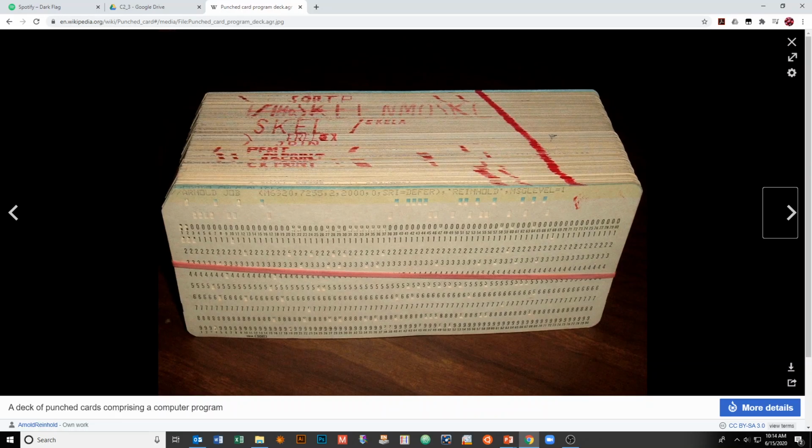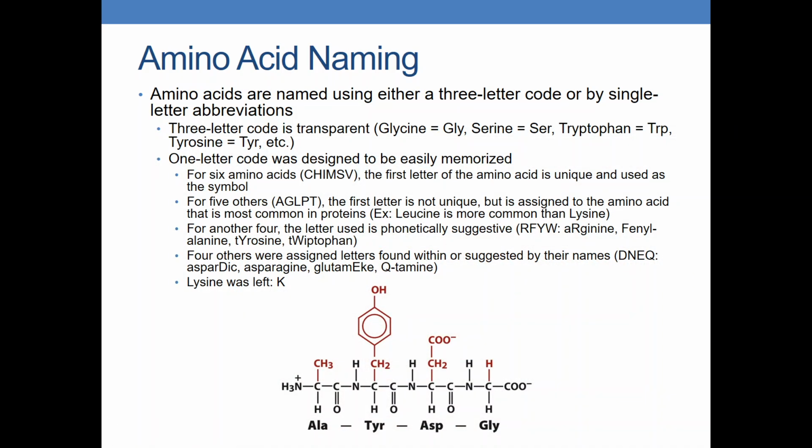So instead of sitting in front of a browser or some sort of text program, typing out my computer code, I would do this on a series of punch cards and take those and insert them into a computer that would read them and then operate my program based off of the input that I've given. Okay, so now getting back to the amino acids.